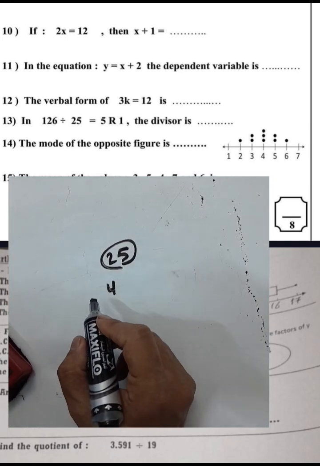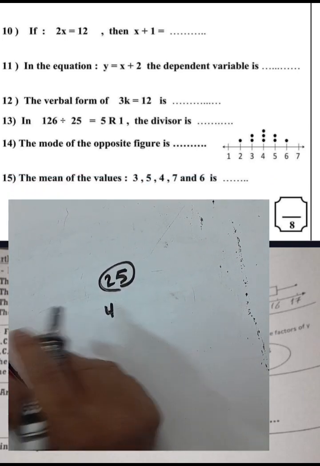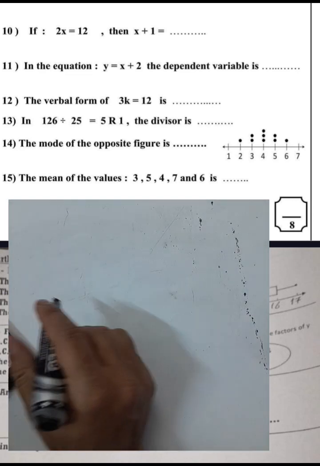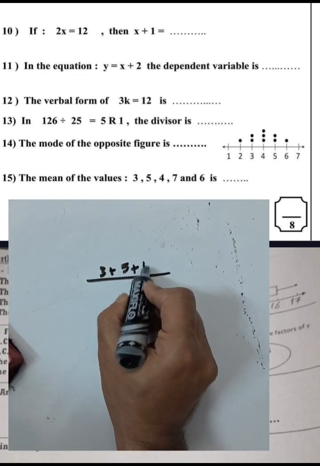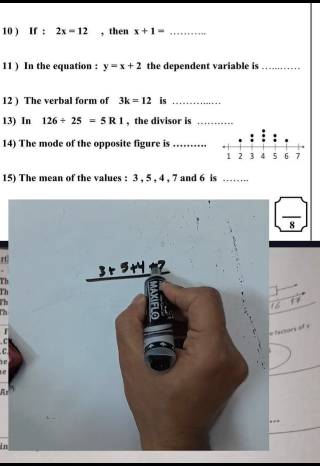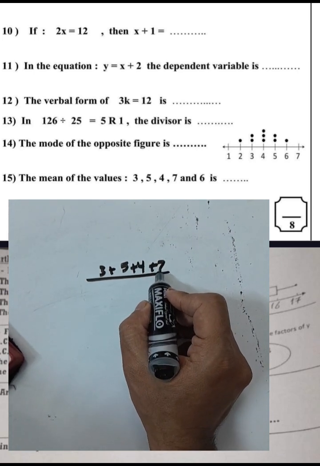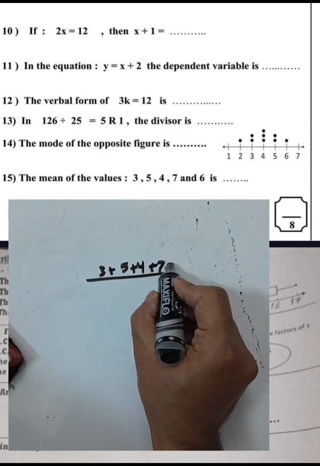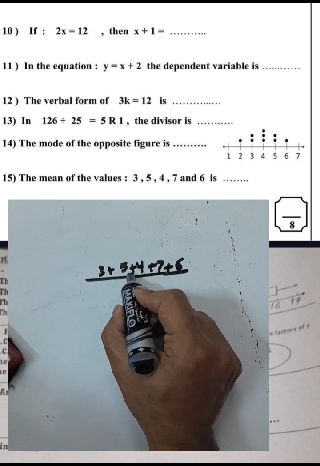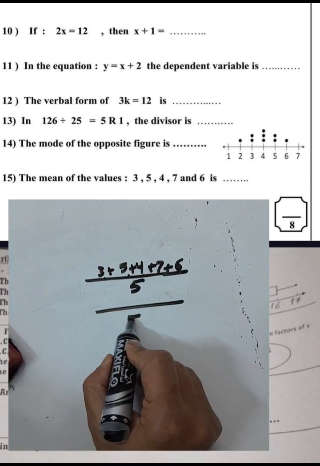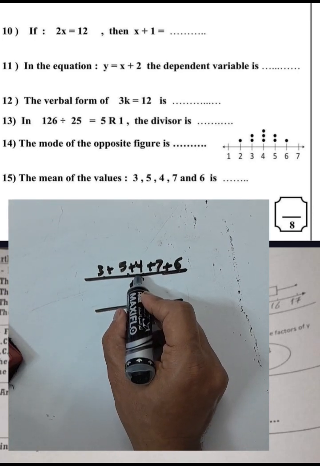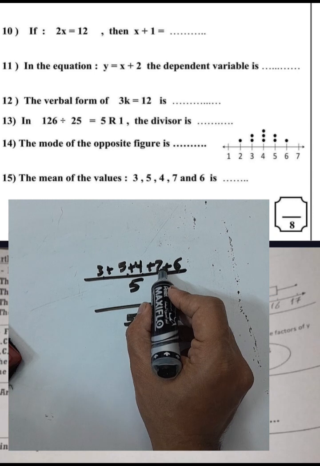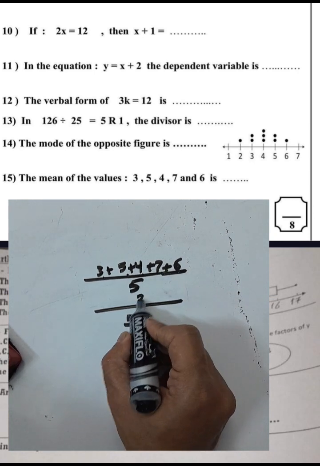Question 15. You want to find the mean. You can find the mean by adding all the values. 3 plus 5 plus 4 plus 7 plus 6. 1, 2, 3, 4, 5 values. 3 plus 5 is 8, plus 4 is 12, plus 7 is 19, plus 6 is 25, divided by 5 it will be 5.